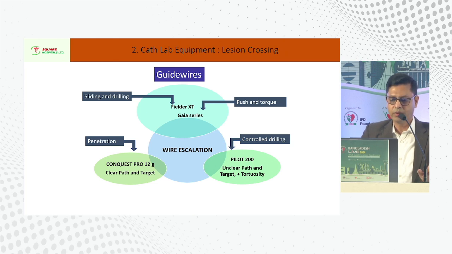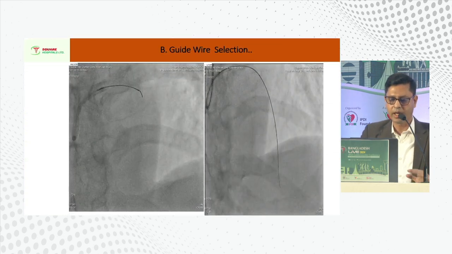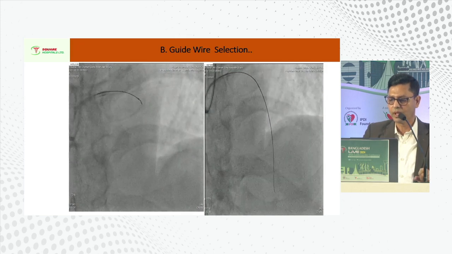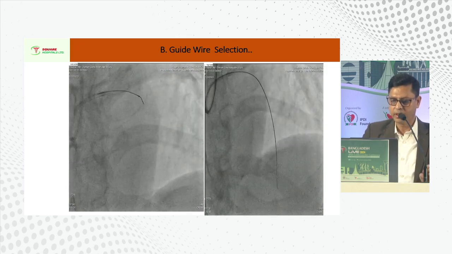And we should start from the workhorse wire, then we escalate our wires, and we should consider the very hard wire, particularly in certain situations, and we can consider the stepwise approaches of different wires. And let us see the use of hardware with the help of microcatheter. And you can see here the lesion is crossed with Miracle 3.